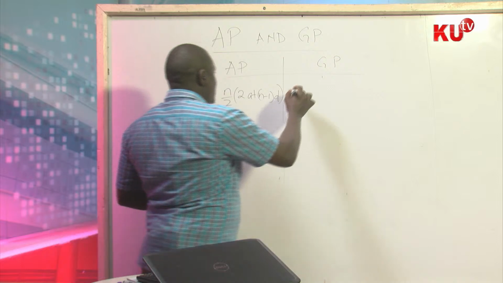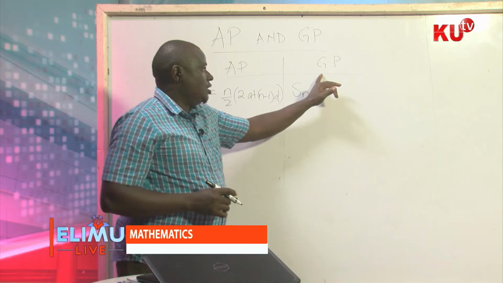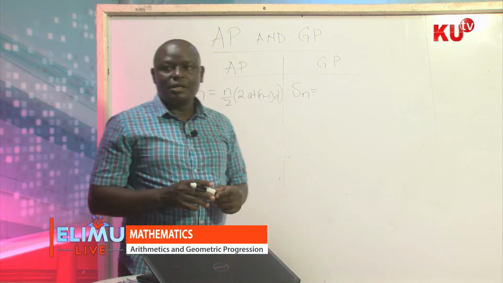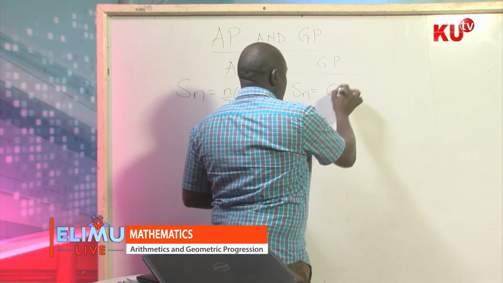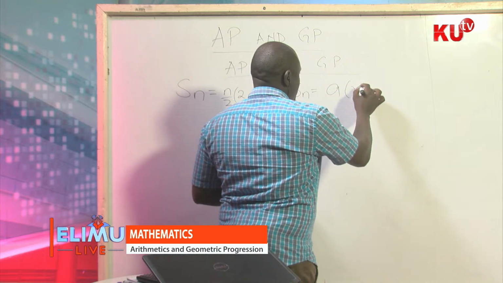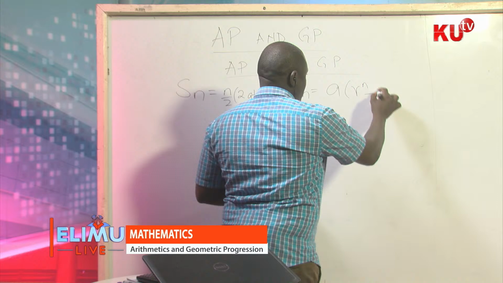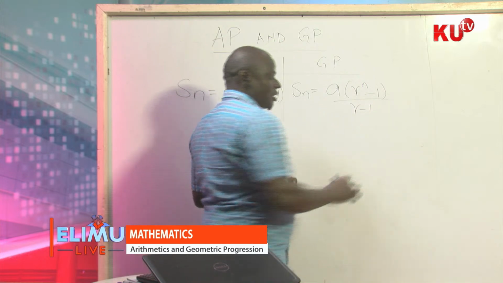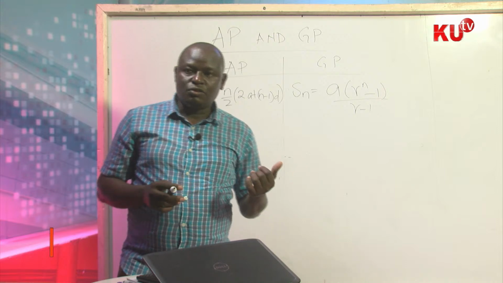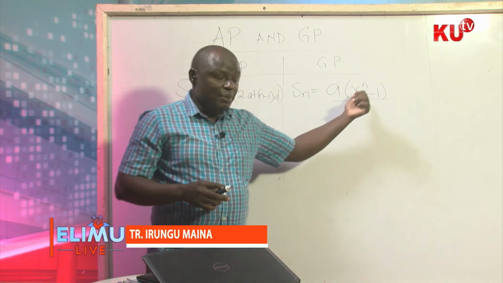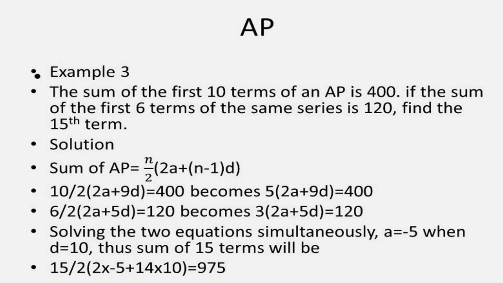How do we get sum in GP? Sum in GP is given by a into bracket r power n less 1, that divided by r minus 1, as indicated on the board. And in this case, this is when r is greater than 1.